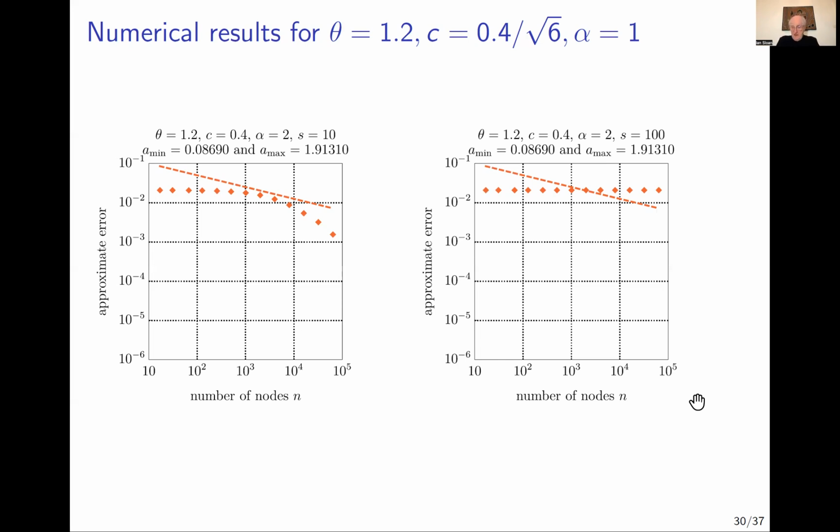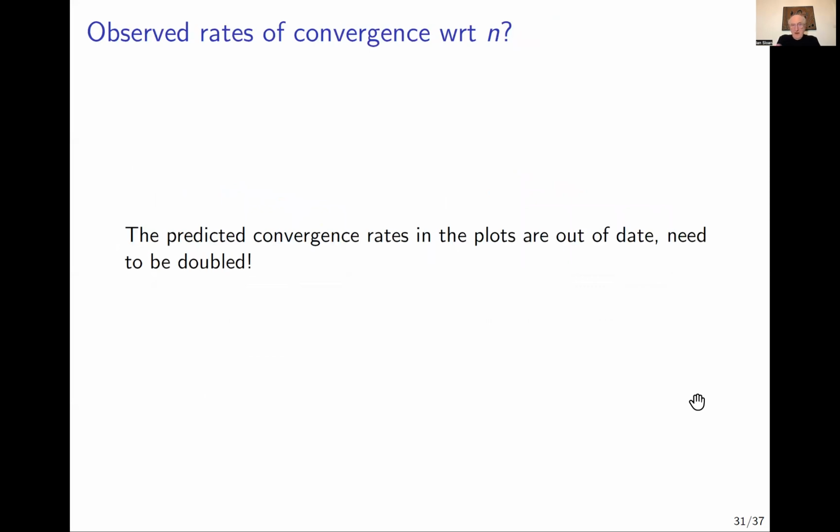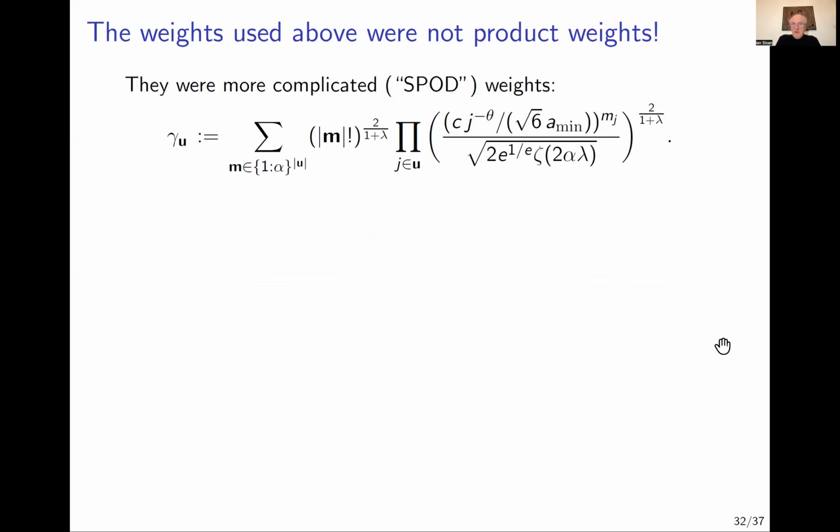But anyhow, this is not the end of today's story, because I said the convergence rates are out of date and need to be doubled. Yes, that's true. But more than that, the weights that we used there were not product weights. I told you before how good and efficient product weights are, but these are not product weights. These are called SPOD weights: smoothness-driven, product and order dependent weights. But they're not products. They're complicated.